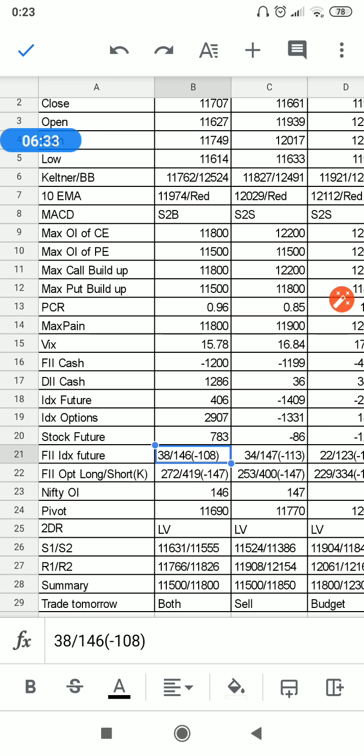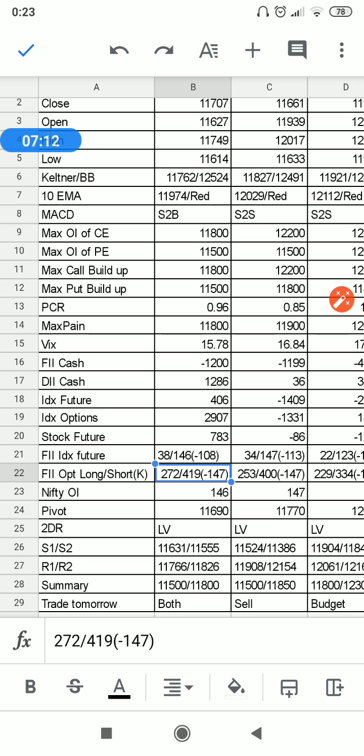So in index futures, till yesterday, till Saturday, the total contracts were 113,000 contracts and today it is 108,000 contracts. So this is short covering because the number of contracts has reduced. Similarly, if you see Nifty OI also has come down, that means it is a short covering rally. Similarly, FII long short through options, till Saturday it was 147,000 contracts, today also the same. That means there are no further short positions built by FIIs through options.